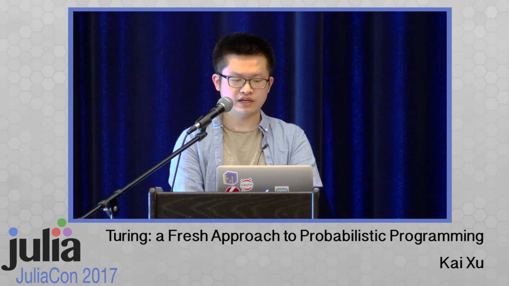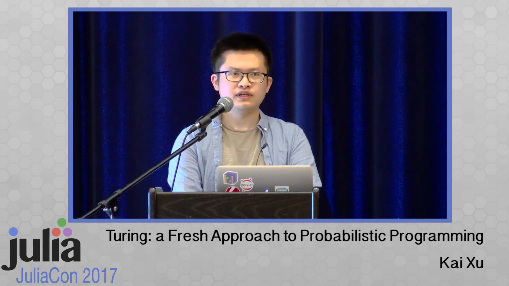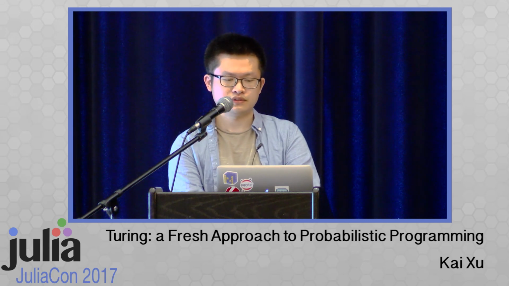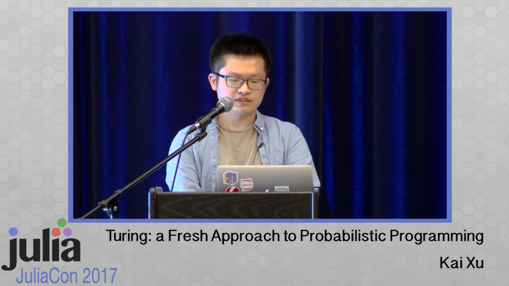So here I've defined the model, and similarly, you don't need to care about how the inference is done. You can use a very straightforward single line of code to run the inference. Here I'm using the Hamiltonian Monte Carlo sampler to generate this number of samples.